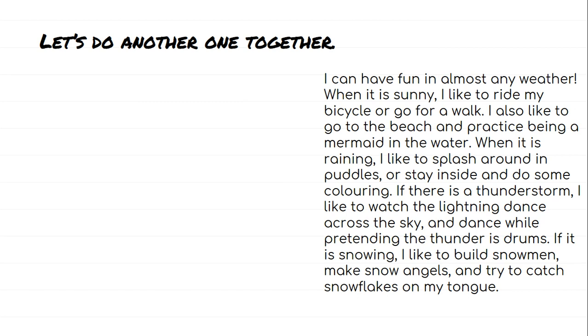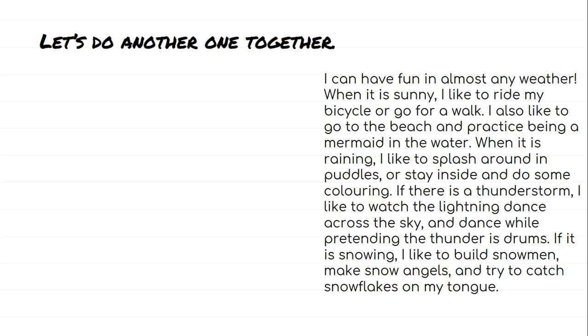I can have fun in almost any weather. When it is sunny, I like to ride my bicycle or go for a walk. I also like to go to the beach and practice being a mermaid in the water. When it is raining, I like to splash around in puddles or stay inside and do some coloring. If there is a thunderstorm, I like to watch the lightning dance across the sky and dance while pretending the thunder's drums. If it is snowing, I like to build snowmen, make snow angels, and try to catch snowflakes on my tongue.